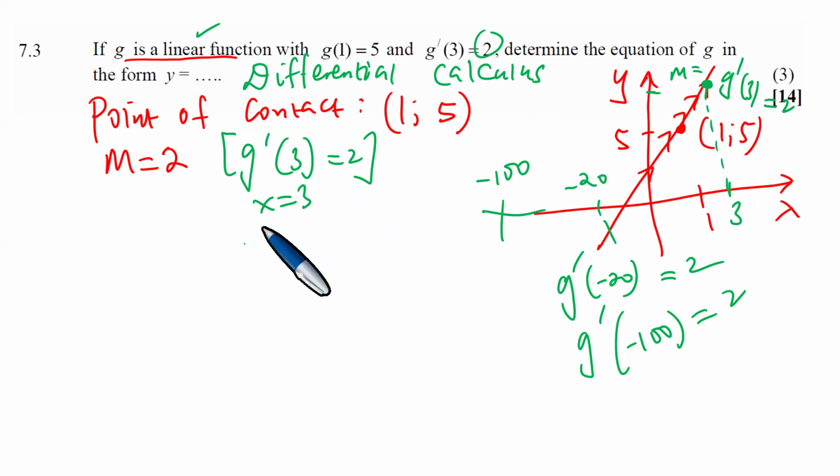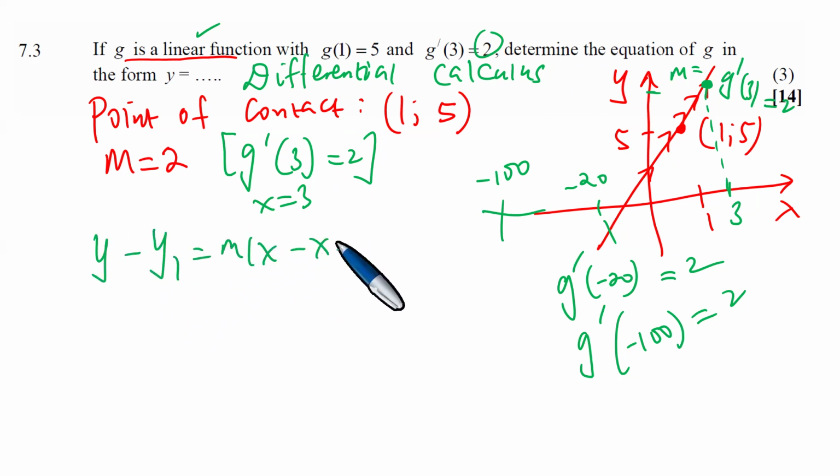Okay, good. Right, so the next thing that we're going to do right now is to answer the question and to determine the equation of g in that form. So, yeah, we're good, Mr. Examiner. And we then say, what formula do we use to find the equation of a line? I love this one. Right, we love this. So y minus y1 equals m into x minus x1.